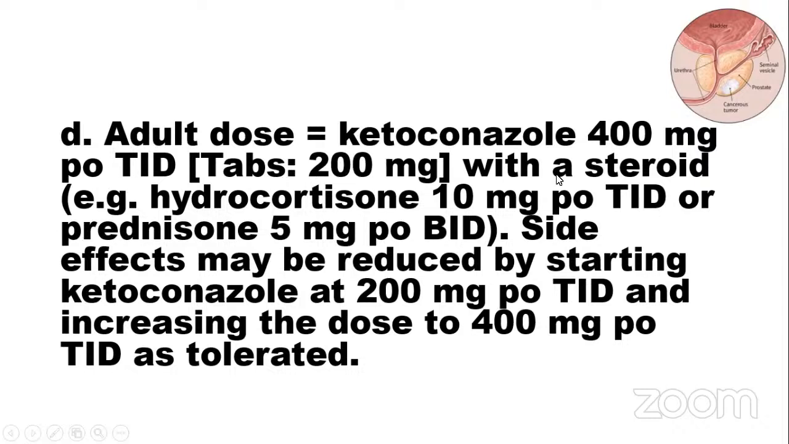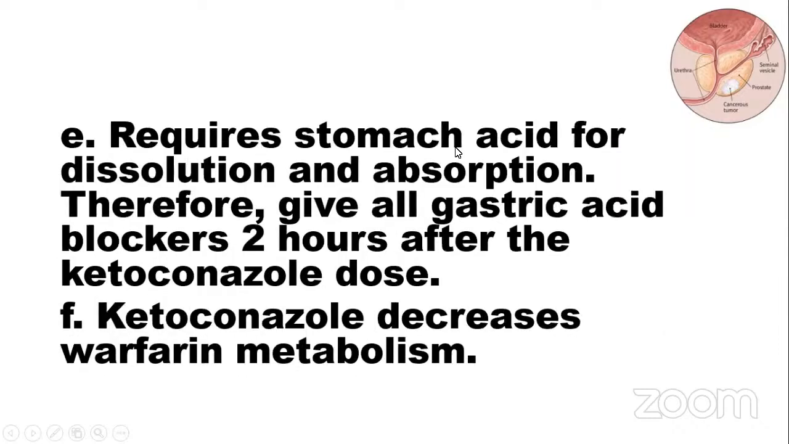TAP is 200 milligram, as you saw previously, with steroid: hydrocortisone 10 milligram TID or prednisolone 5 milligram per oral BID. Side effects might be reduced by starting ketoconazole at 200 milligram TID and increasing the dose to reach 400 milligram TID as tolerated. It requires stomach acid for dissolution and absorption. Therefore, give any gastric acid blocker 2 hours after the ketoconazole dose.